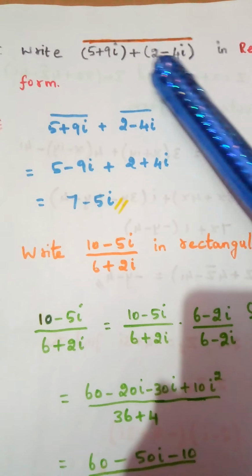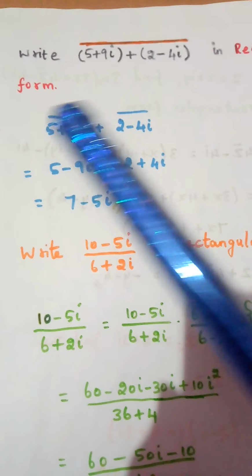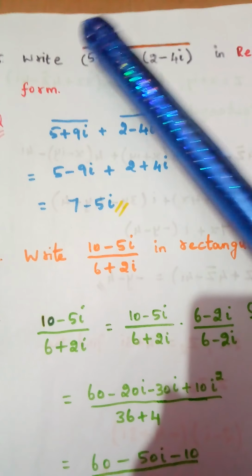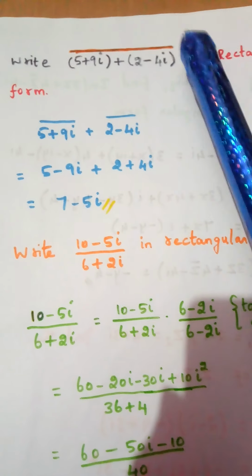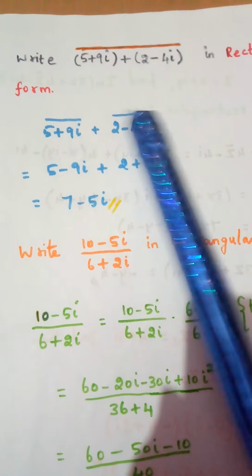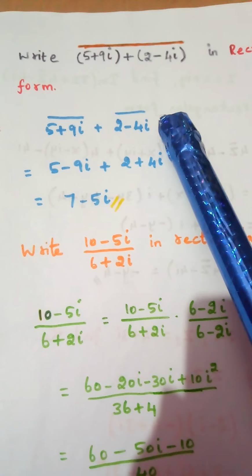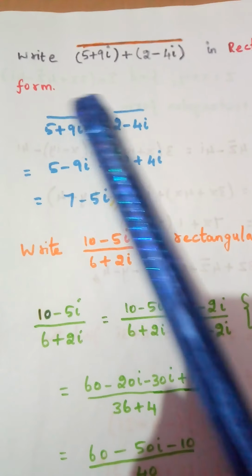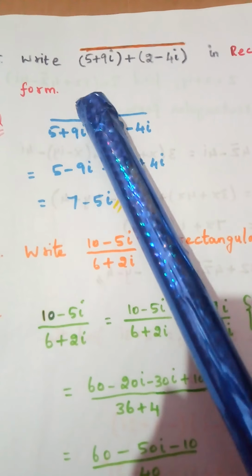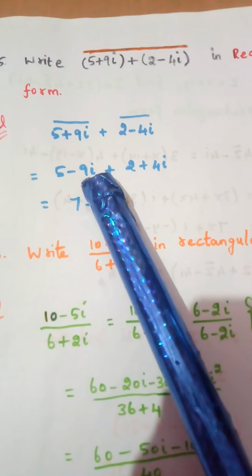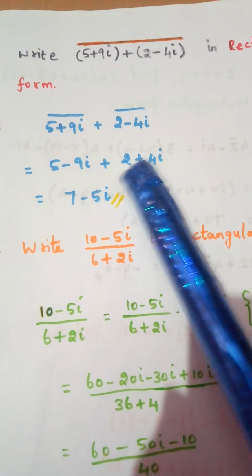So in the answer, what we are doing is using the properties. These two are split as separate conjugates, that is, conjugate of this one plus conjugate of this one separately. What is the first step? Splitting the conjugate into two. If you have gone through the properties, you should understand this. What is meant by bar? Conjugate. 5 plus 9i, the conjugate of that is 5 minus 9i. Similarly, 2 minus 4i, conjugate means 2 plus 4i.